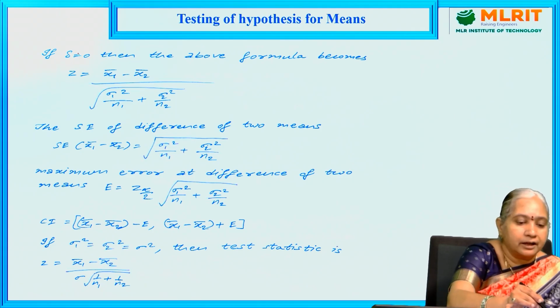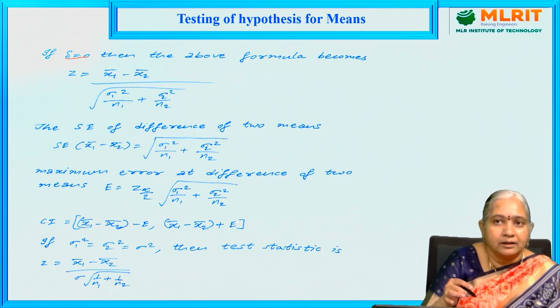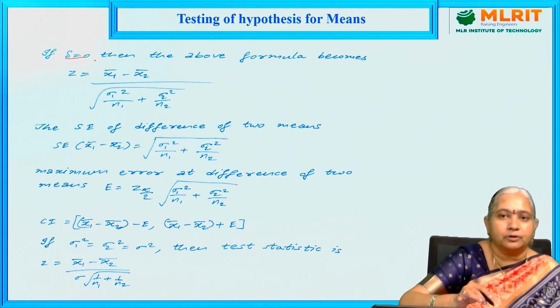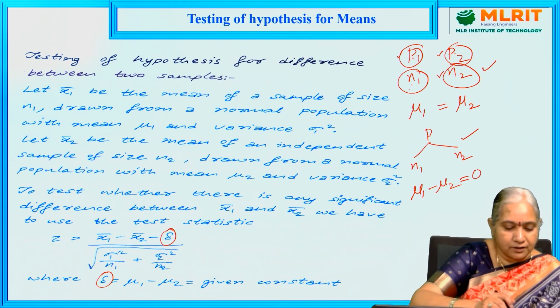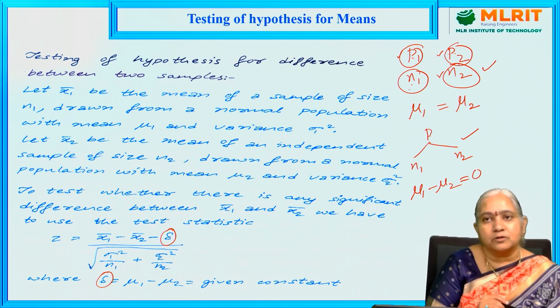If delta equal to 0, it means there is no significant difference between the two population means. That is why the difference is equal to 0. So delta equal to 0. If delta equal to 0, then this formula becomes x1 bar minus x2 bar by under root sigma 1 square by n1 plus sigma 2 square by n2.